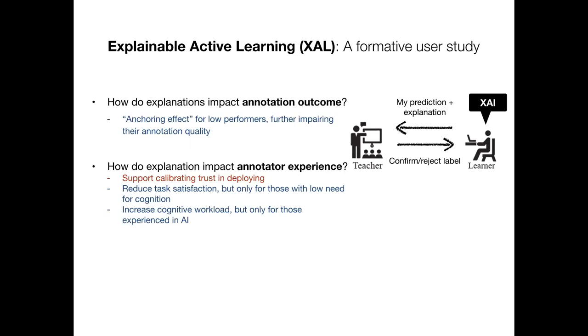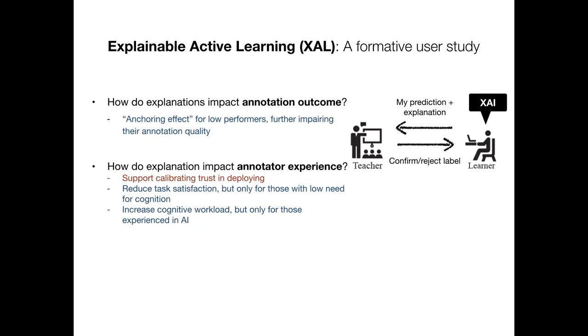To our surprise, explanation decreased task satisfaction, but only for those identified as having low need for cognition, a style factor that basically indicates whether someone enjoys thinking activities in general. It also added to cognitive workload, but only for those experienced in AI, who could have deeper engagement with model reasoning.